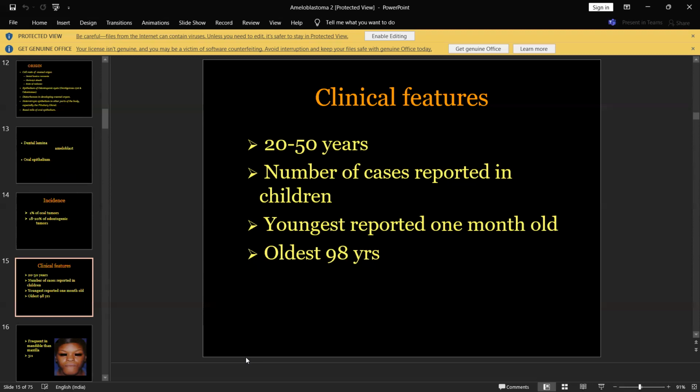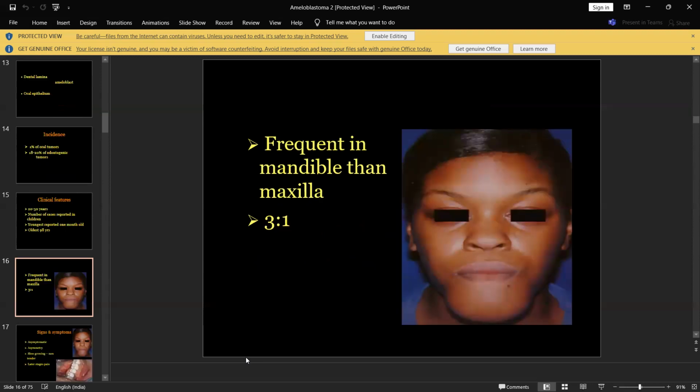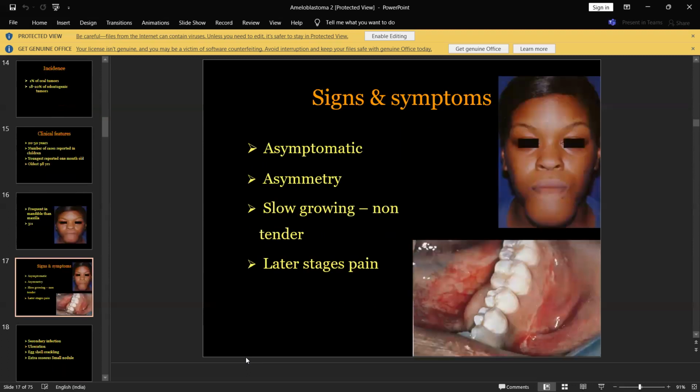Sex predilection. The mandible is commonly affected, more than the maxilla, in a 3:1 ratio. Then coming to the signs and symptoms, the patient usually will be asymptomatic. Facial asymmetry definitely will be there. It is slow growing as well as non-tender. In later stages, when it gets infected, pain starts. Okay, so usually they are asymptomatic.